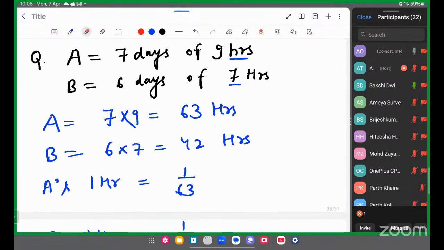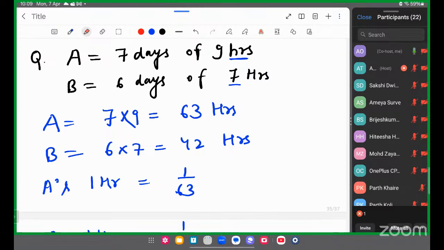Sir, the complete question. Okay. So in this question, we are given two workers, A and B. If only worker A works, he will take 7 days to complete the work when he works 9 hours per day. If it is worker B, he will take 6 days to complete the work if he works 7 hours a day. Now the question is, how many hours will be taken by them together to complete the work? This is one part of the question.